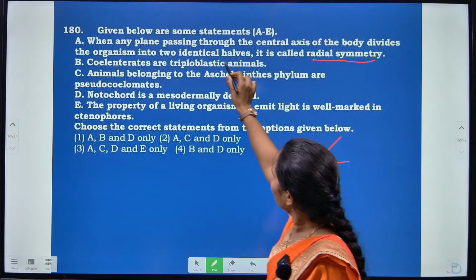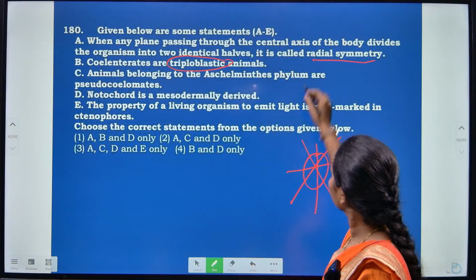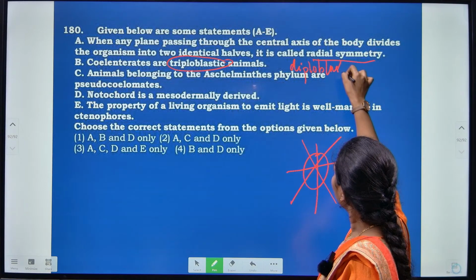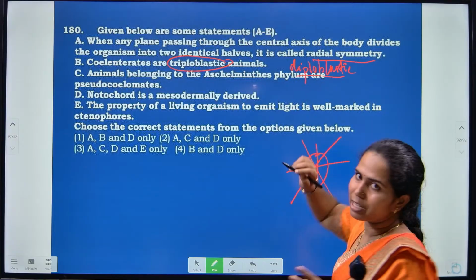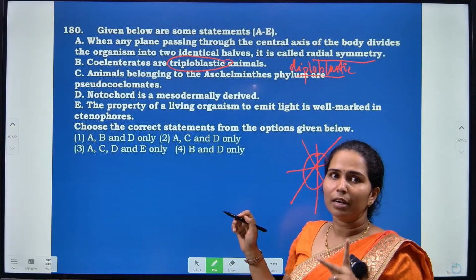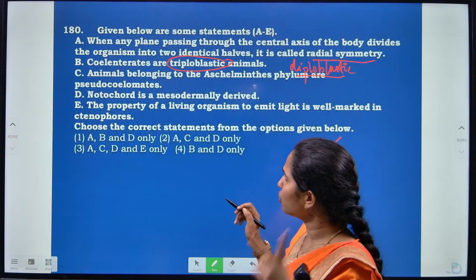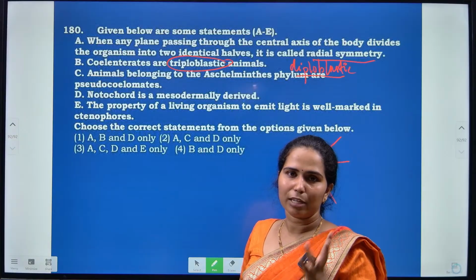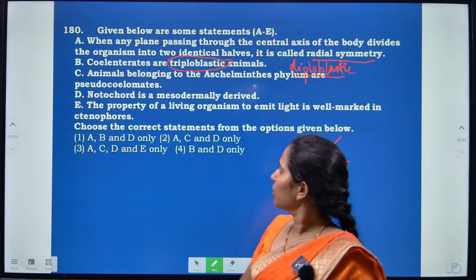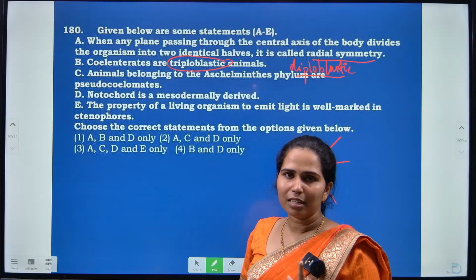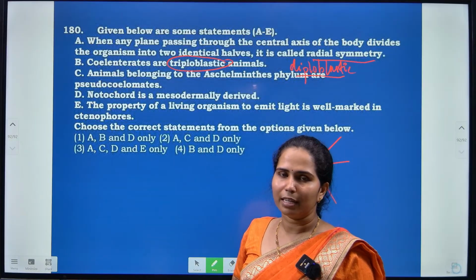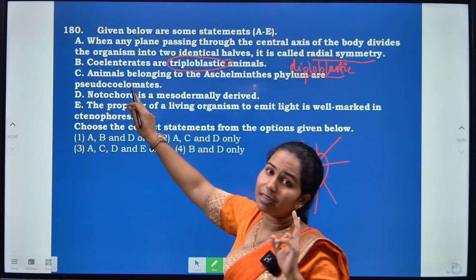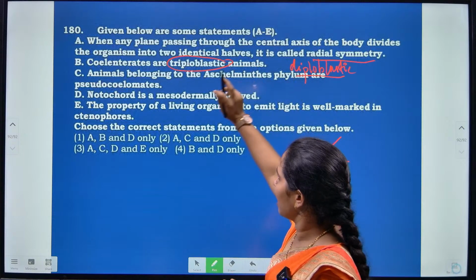Coelenterates are triploblastic? They are not triploblastic, but they are diploblastic organisms here. Why are they called triploblastic or diploblastic? Based upon their organization, made up of germ layers. Triploblastic means the organism is made up of three germ layers, that is ectoderm, endoderm and mesoderm. And diploblastic is nothing but when they are made up of only two germ layers, that is, in the absence of mesoderm, ectoderm and endoderm itself. So coelenterates are diploblastic, they are not triploblastic animals here.